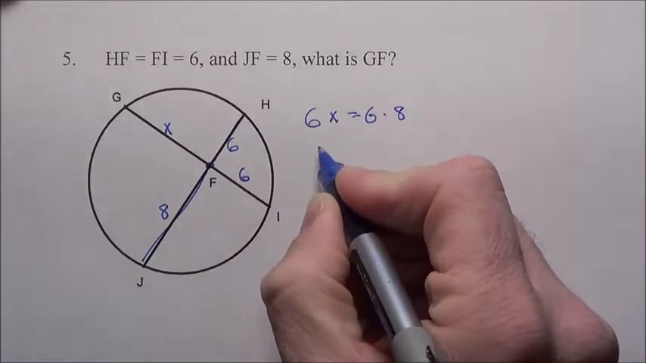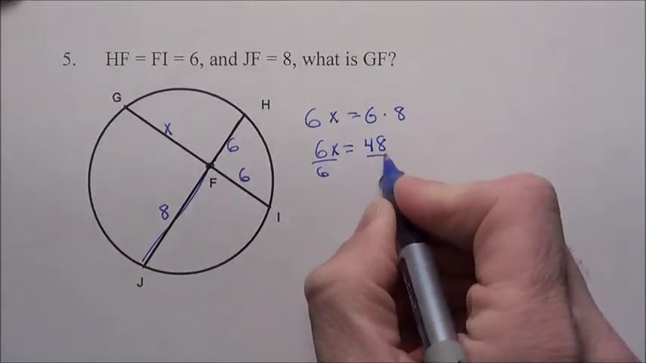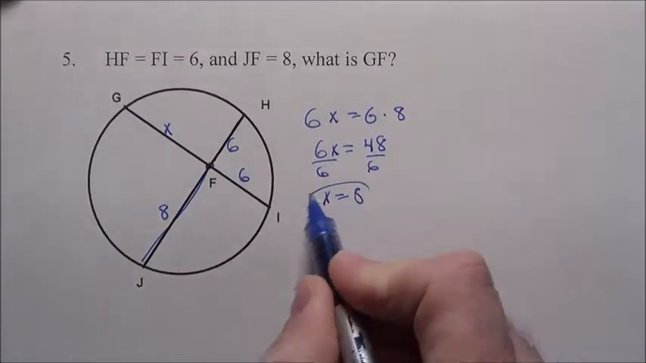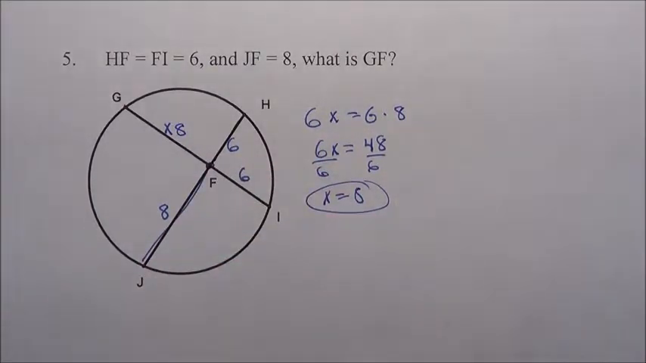Obviously X is 8 here, but if you didn't see it, 6X is 48. Divide by 6, X is 8. 6 times 8 equals 6 times 8. That's how I knew X was going to be 8. So X in this case is 8. So G to F is a length of 8 units.